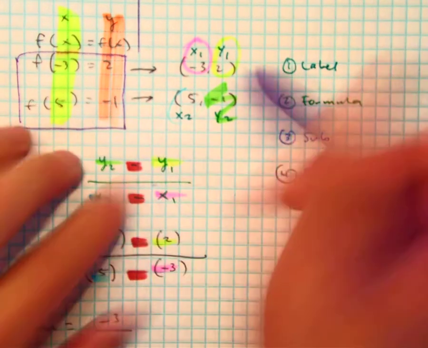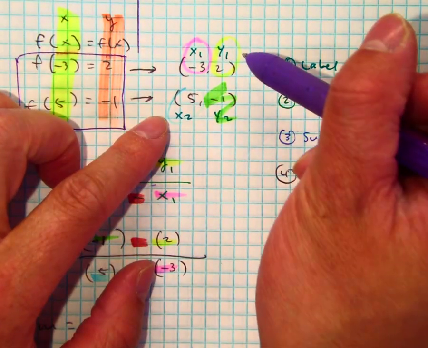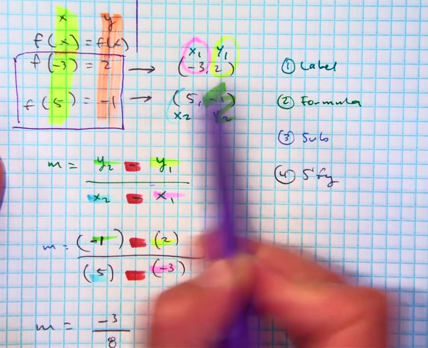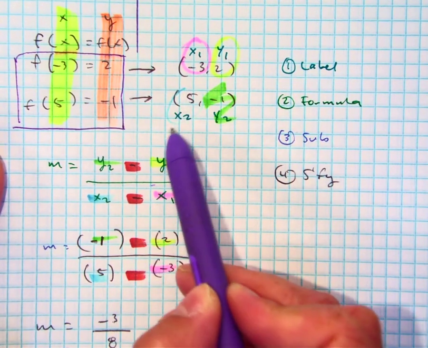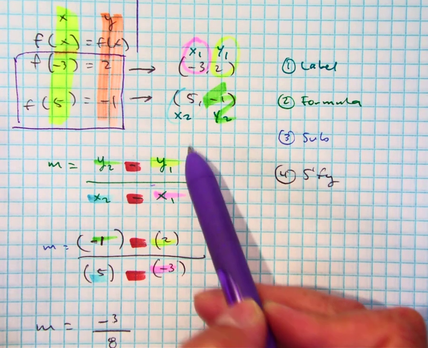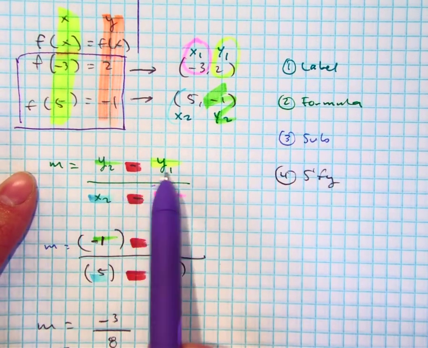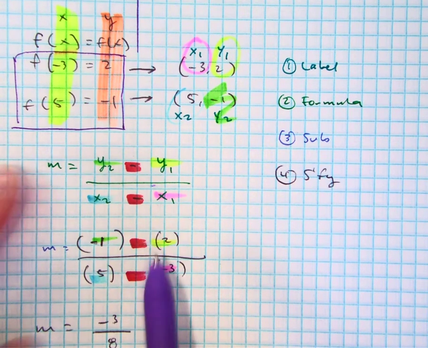Alright, so once you have your ordered pairs, the average rate of change is basically the same thing as slope. So if I label my ordered pairs, this is my first ordered pair, x1, y1, and this is the second ordered pair, x2, y2. Then I have the equation for slope, y2 minus y1 over x2 minus x1.